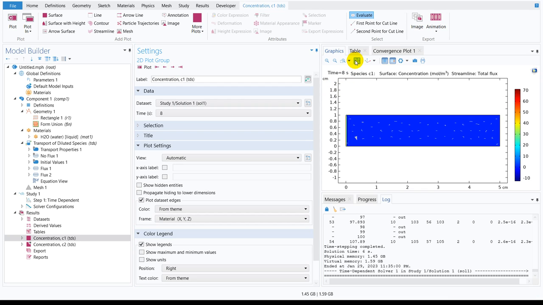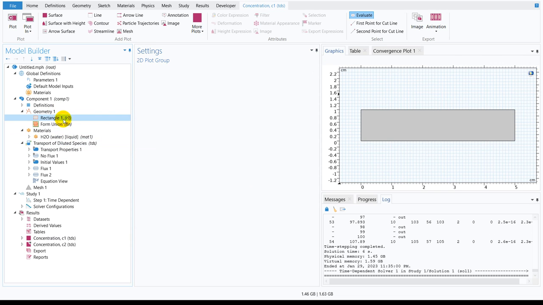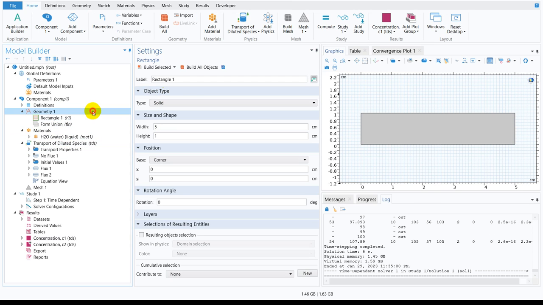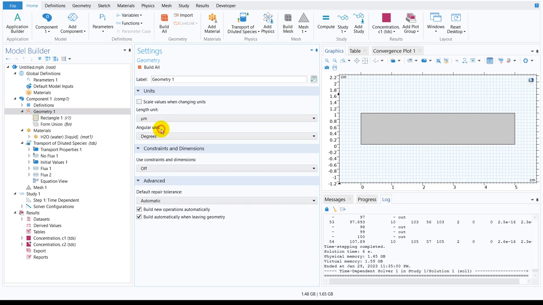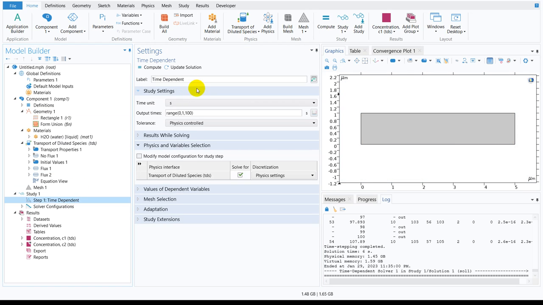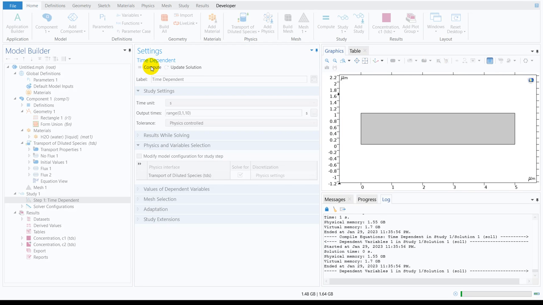so what we can do in order to understand the transport, as the diffusion is very slow process, this 5 centimeter distance is very high for this solution. So what I can do is, instead of centimeter, I can make it micrometer. Then the length scale will change, and then if we solve it for 10 seconds, we'll get some profile. So let me run the simulation and look at the problem again.